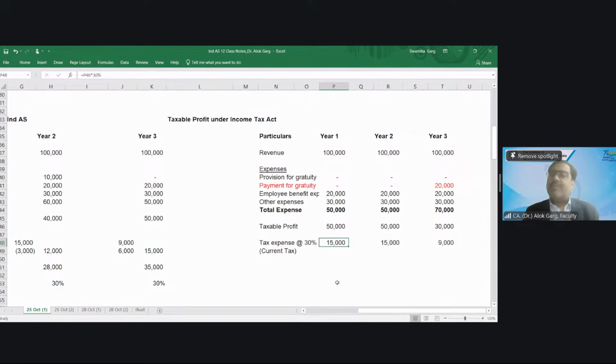So this provision for gratuity, which the Income Tax Act has disallowed, will it be allowed at a later stage? Yes, when it is paid. So my question is, if my provision for current tax is 15,000 rupees, in the current year I am paying a tax liability on a higher taxable income, right? So will I get any benefit in future?